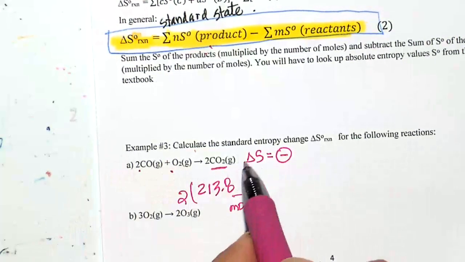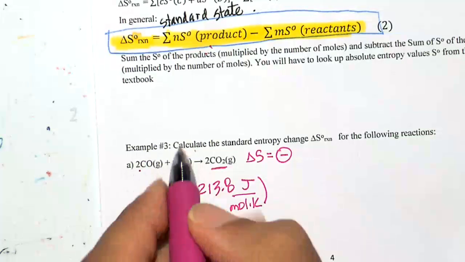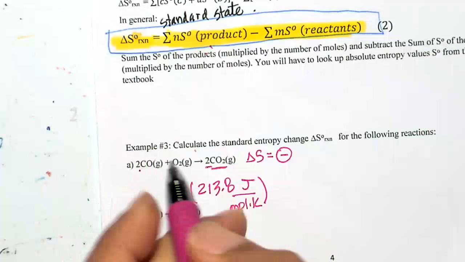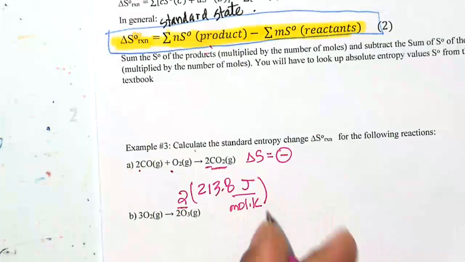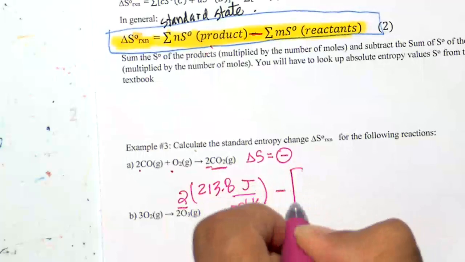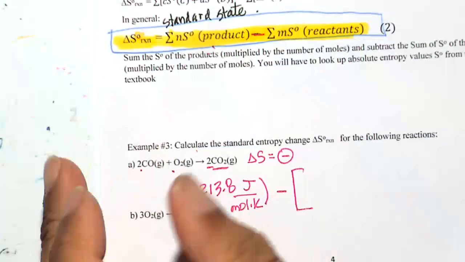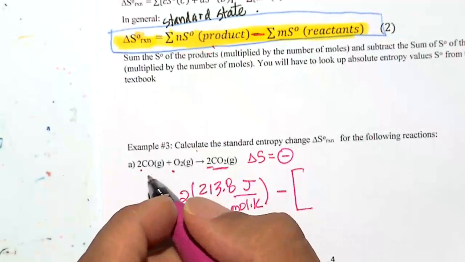Okay, we only got one product here, and we multiplied it by 2. Why did we multiply it by 2? There's 2 moles. Then I want you to put a big bracket after the minus sign. So here's our minus sign. Put a big bracket. Sum of the products minus the sum of the reactants. So now we'll do the reactants.